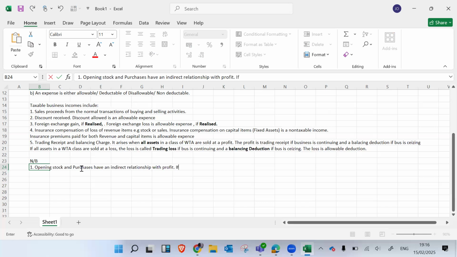What do we mean? If they are overstated, profit is understated, and vice versa. So the opening stock and purchases play an inverse relationship. If they are overstated, profit becomes understated. If they are understated, profit becomes overstated.